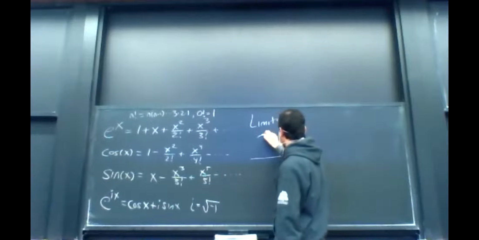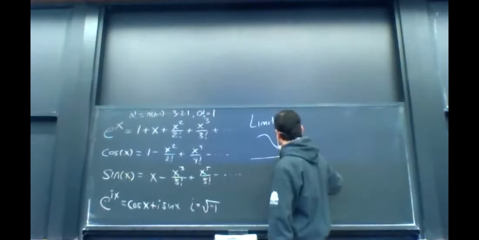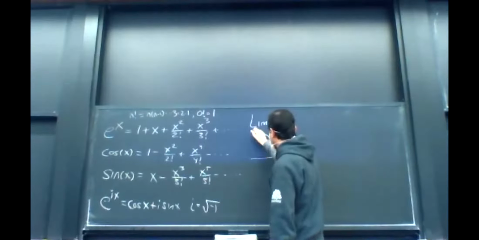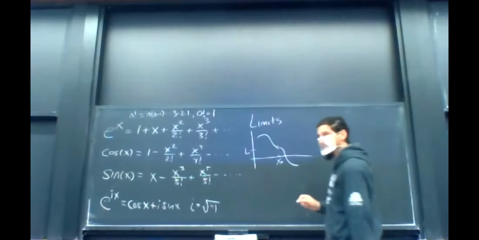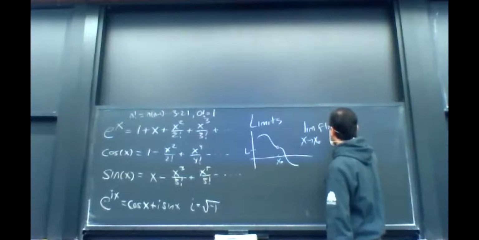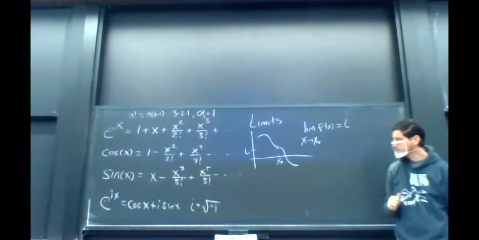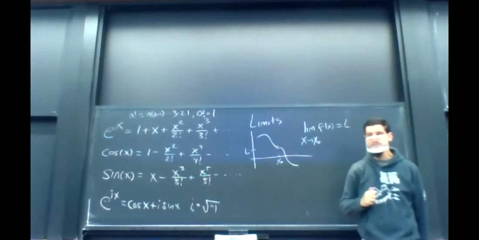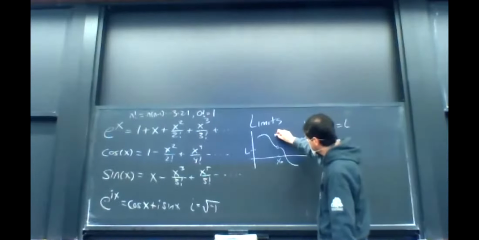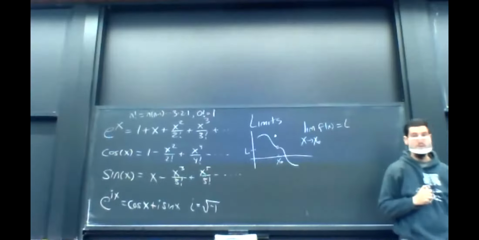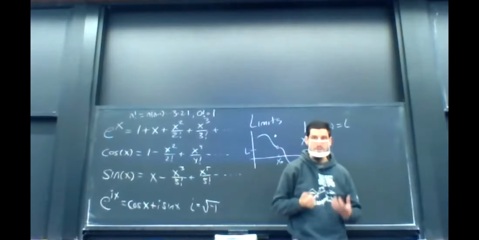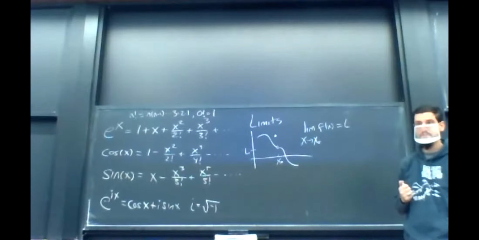And frequently, I might have a function like this. Here's some point x naught. Here's the value L. And we'll say the limit as x approaches x naught of f of x equals L. And that means as we get closer and closer to x naught, our function is getting closer and closer to L. We could have our function defined to be something else at the point x naught. When we talk about x going to x naught, x is getting arbitrarily close to x naught, but it's never actually equal to x naught.